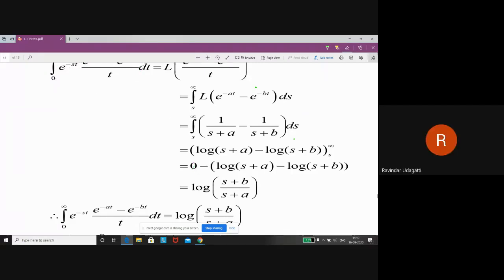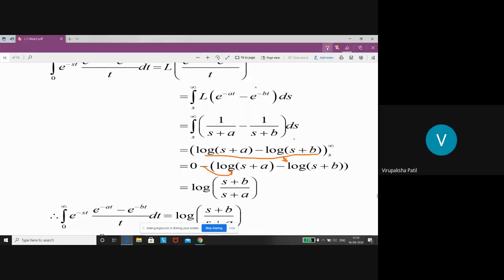Upper limit directly goes to 0. So then put the lower limit here, s is equal to s only. So minus that term remains as it is. Now take this minus sign inside the bracket. So this becomes plus. This becomes a plus.